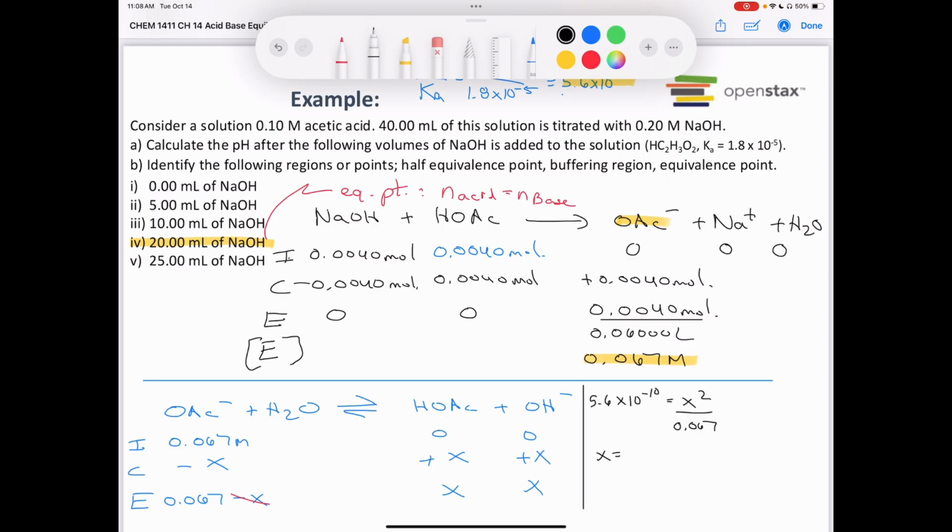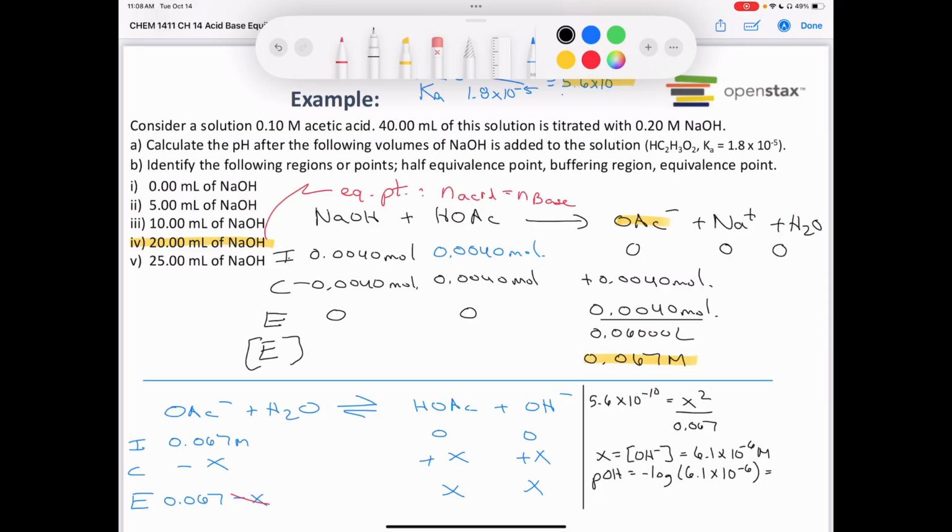When we solve for x, which is going to be equal to the concentration of our hydroxide, we end up with 6.1 times 10 to the negative 6 molar. And if you want to check, okay, I know I don't always do that, but you could put in your calculator 6.1 times 10 to the negative 6 divided by 0.067, multiply that by 100, and you get nowhere near 5%. And so the assumption is valid. So we're going to calculate our pOH, which is the negative log of 6.1 times 10 to the negative 6.